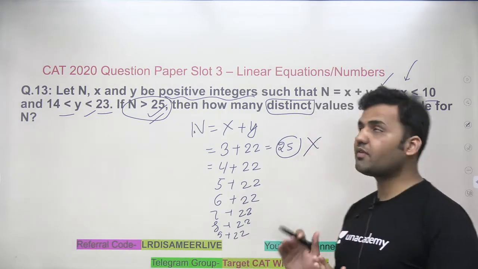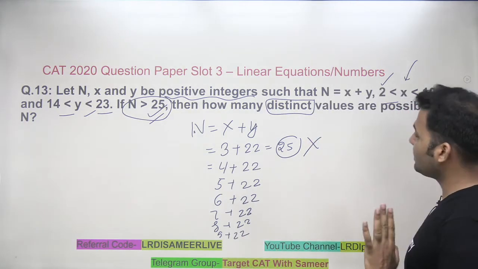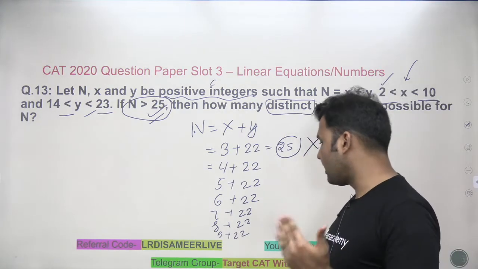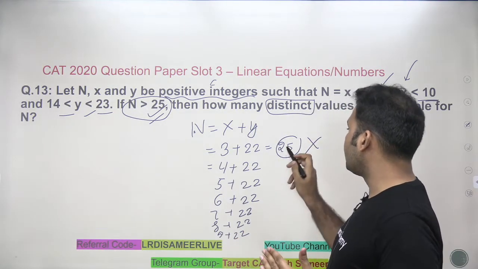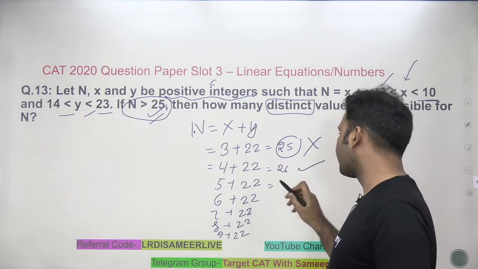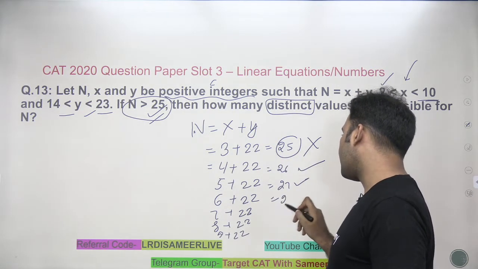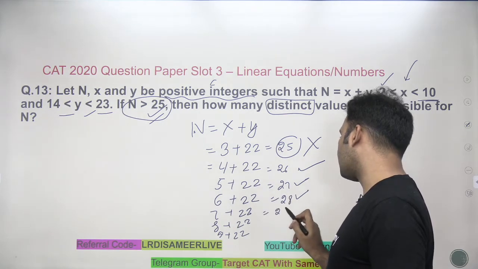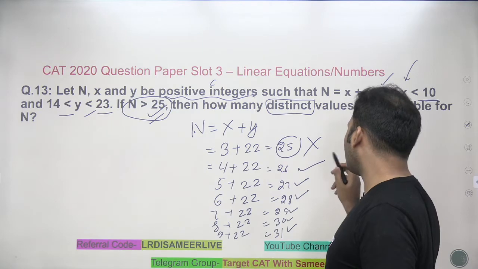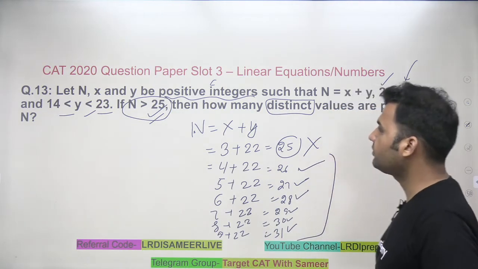After that, there is no other value of x that I can put because x has to be less than 10, and because it's a positive integer, there is no value available more than 9. So you see that this value is 26, which is greater than 25, so this is a valid number. 27 is also valid, 28 is also valid, 29 is also valid, 30 is also valid, 31 is also valid. And all of these values are distinct integers.